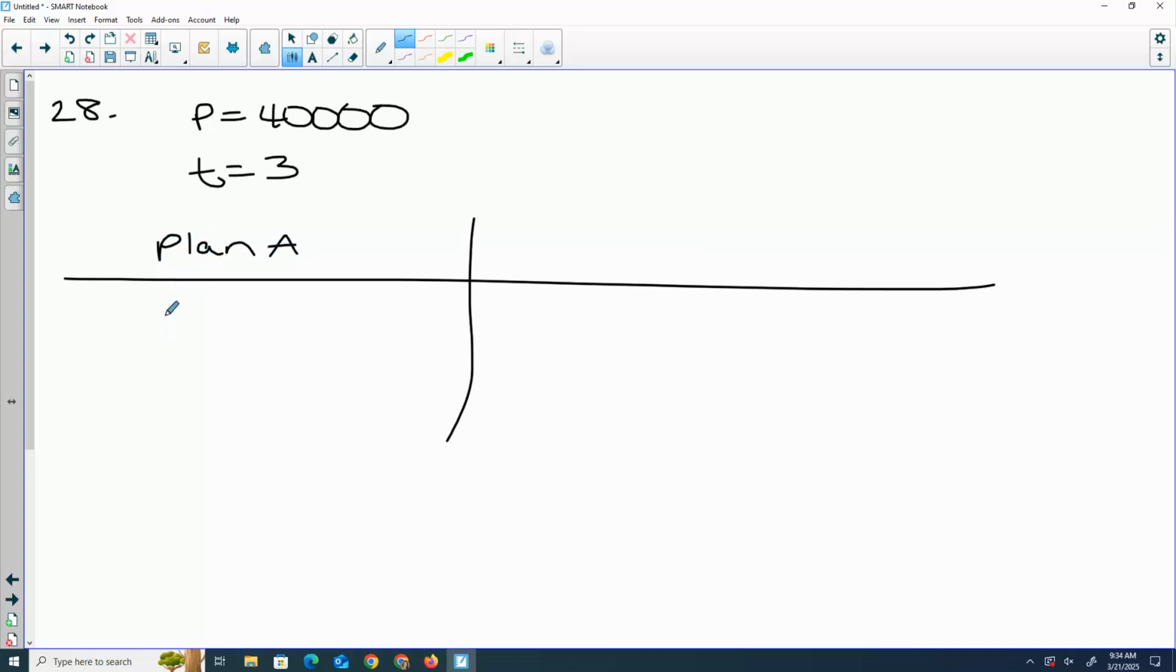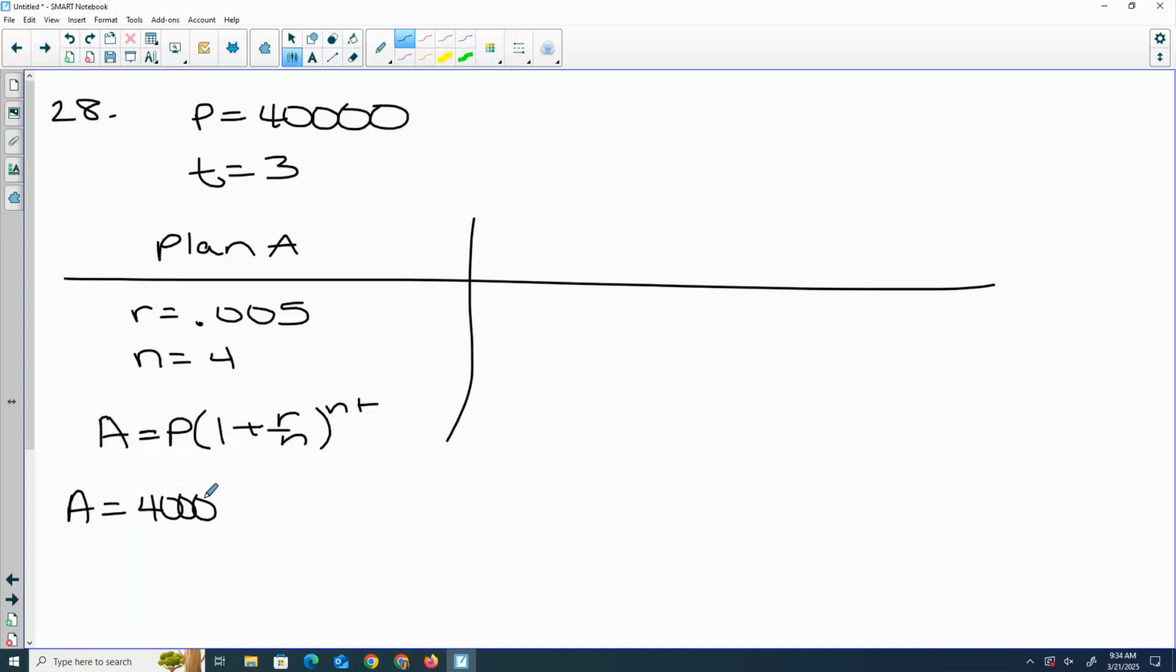In plan A, my rate, 0.5% would be 0.005. Quarterly is how many times a year? 4. So it's the compound interest formula. A equals P times 1 plus r over n to the nt. So if I calculate that, my P is 40,000, 1 plus 0.005 over 4, to the 4 times 3 power. Everybody plug that in.